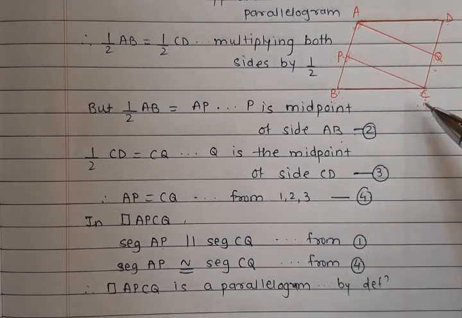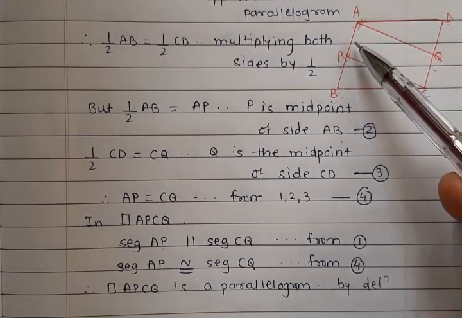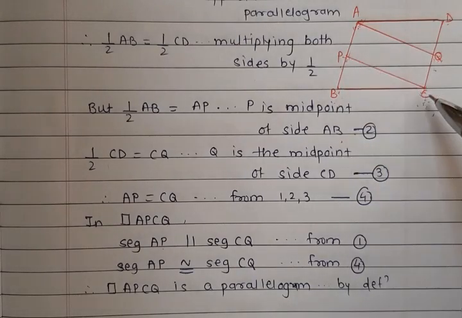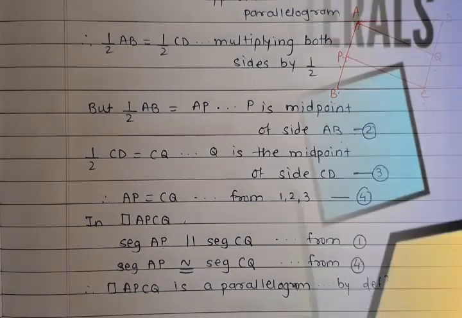That means in a quadrilateral, if a pair of opposite sides are parallel and congruent to each other, then it is called a parallelogram. So as per the definition, APCQ is a parallelogram. Okay. Now we'll take the next example.